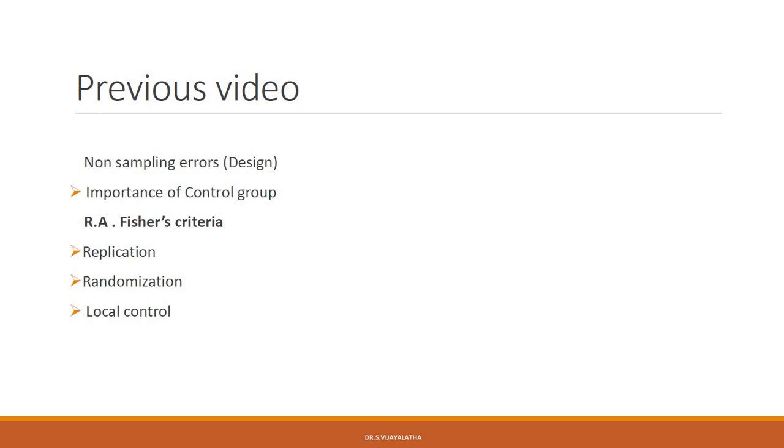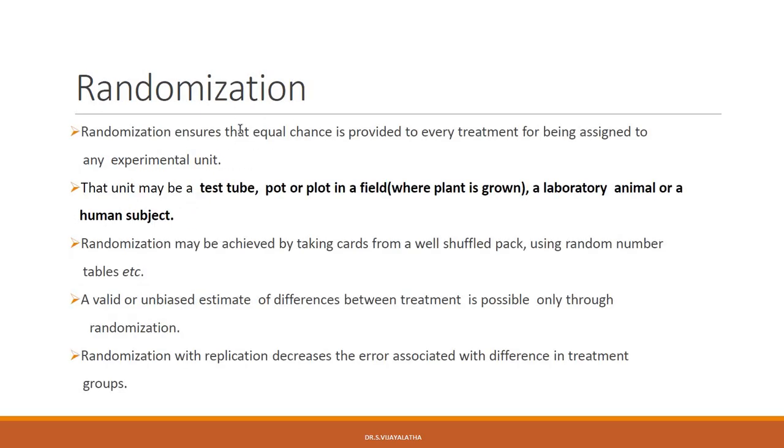We have seen about replication. Today we will see about randomization. Randomization ensures that equal chance is provided to every treatment for being assigned to any experimental unit.